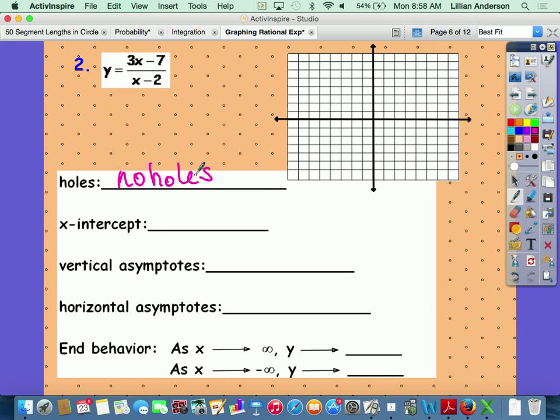I can find my x-intercept by doing what? Plugging in, it's the top one equals 0. So 3x minus 7 equals 0. Let's solve this out. Add 7, divide by 3. So I have an x-intercept is 7 over 3, comma, 0. How do I find my vertical asymptote? Set the bottom equal to 0. So x equals a positive 2.